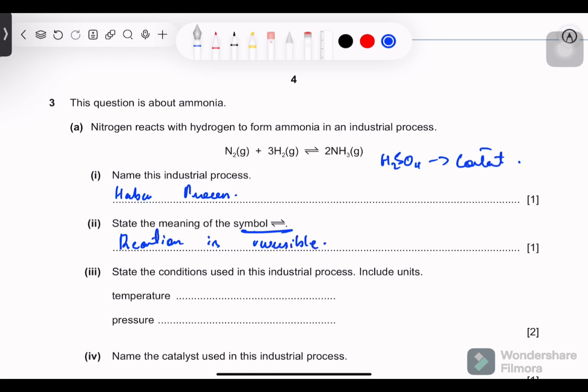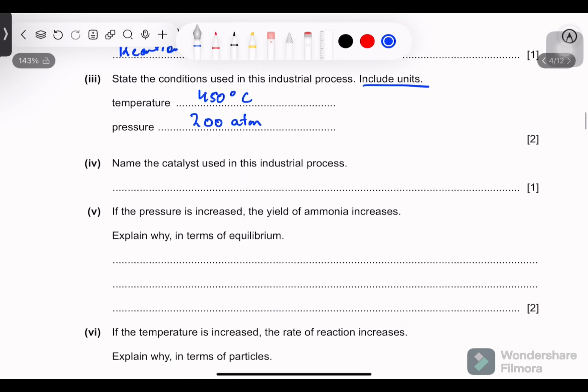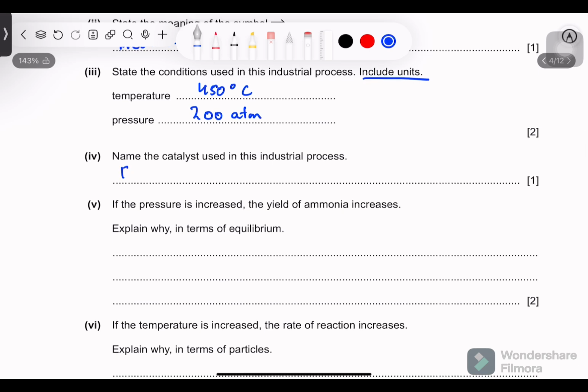State the conditions used in this industrial process, include units. So the temperature is 450 degrees Celsius, both in Haber's and contact process, and the pressure is over here 200 atm or 20,000 kPa. Whereas in sulfuric acid it is just 2 atm. Name the catalyst used in this industrial process. We know this is iron, and in sulfuric acid vanadium(V) oxide is used.